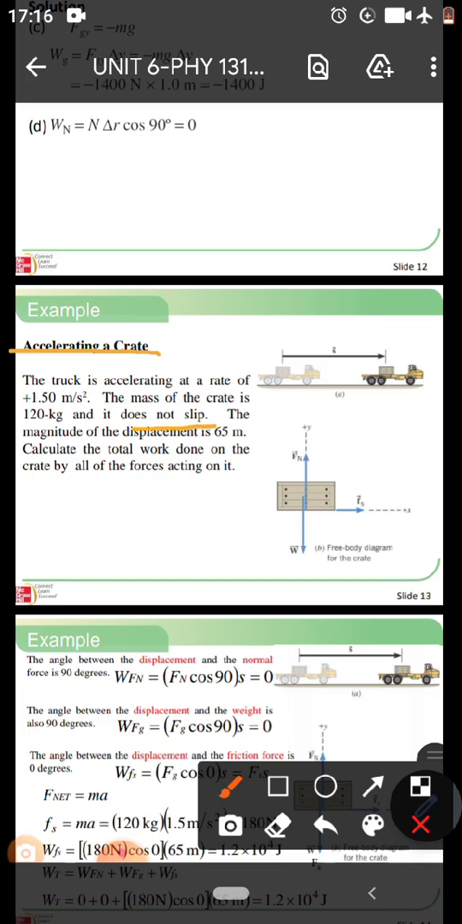So this means that the crate is also moving at the same acceleration, 1.5 meters per second squared. The magnitude of the displacement is 65 meters. Calculate the total work done on the crate by all the forces acting on the crate.